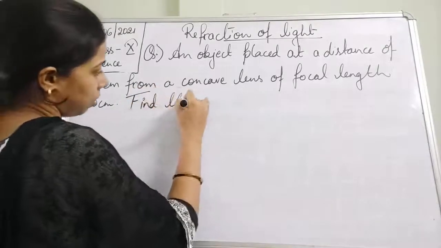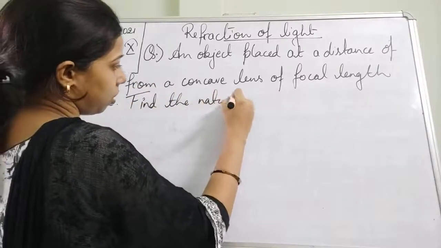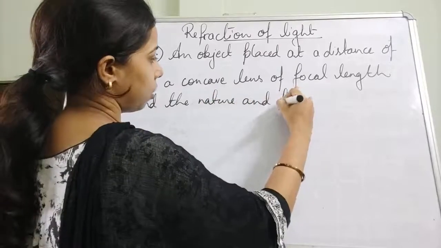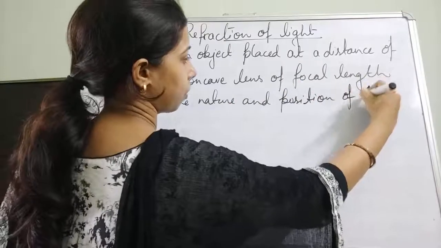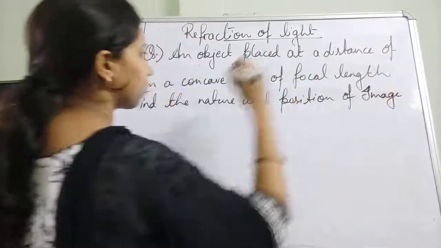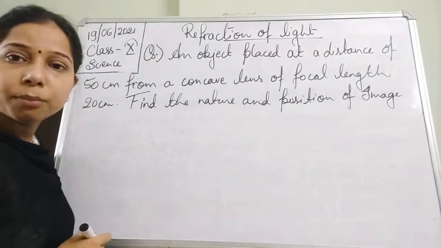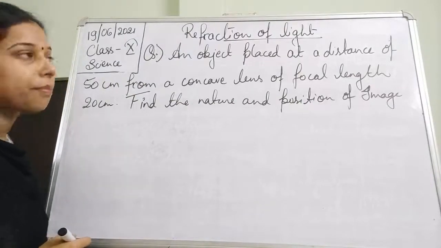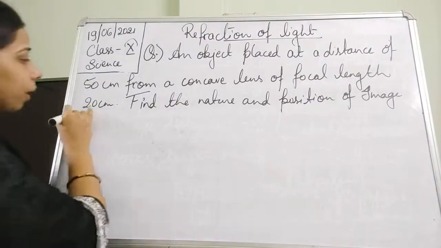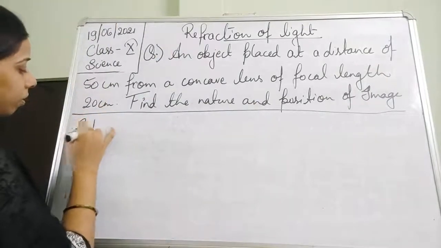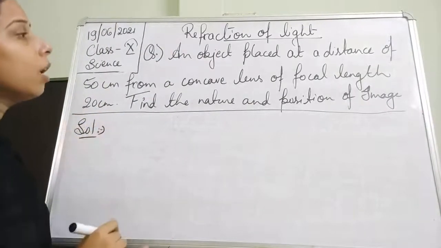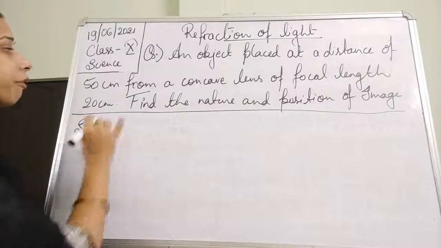Find the nature and position of image. So, you see, what are the things which are given here? Here, the object is placed at a distance of 50 centimeter.